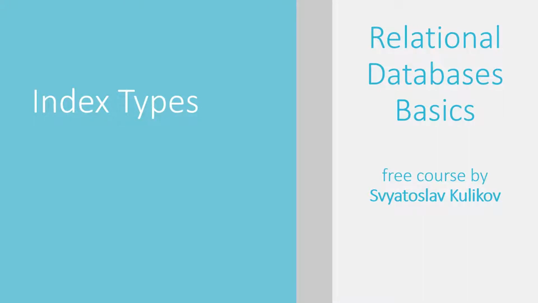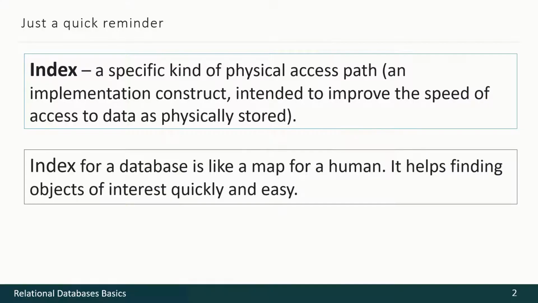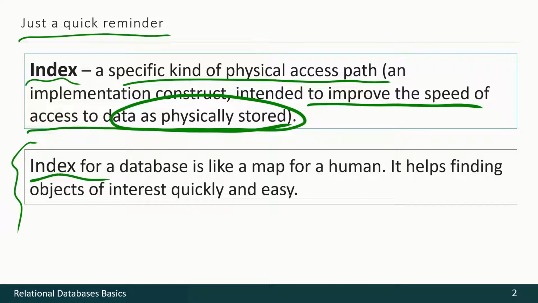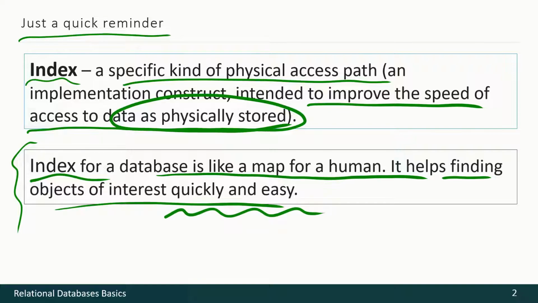In this video we shall overview index types. Let's start with a quick reminder. An index is a specific kind of physical access path to improve the speed of access to data that is physically stored somewhere. And like in real life, an index is a kind of a map for a human that helps us find objects of interest quickly and easily.